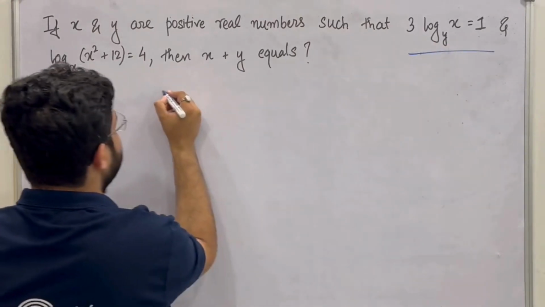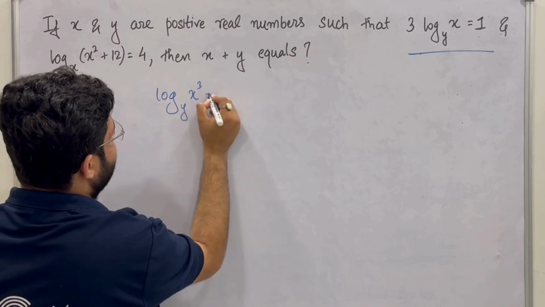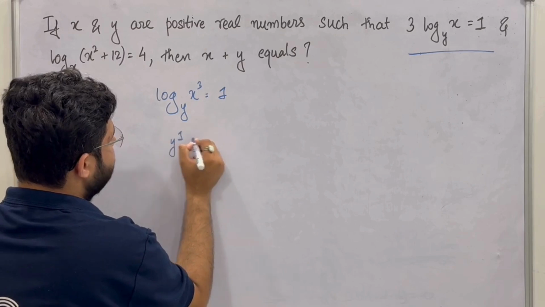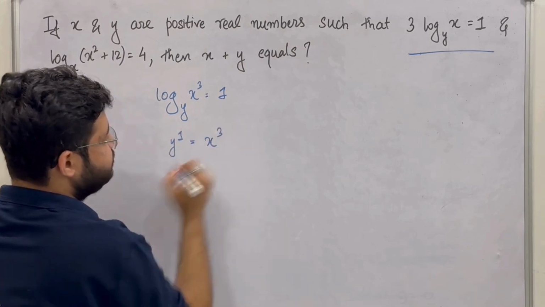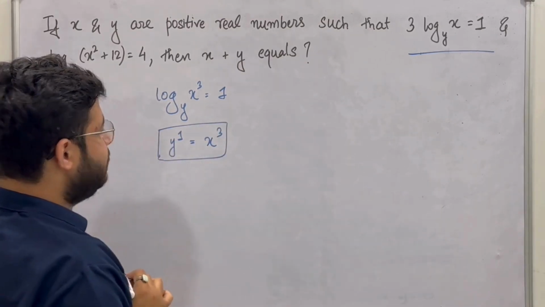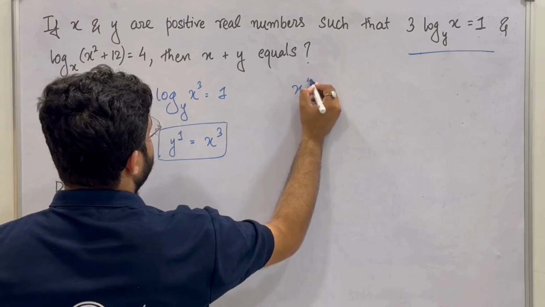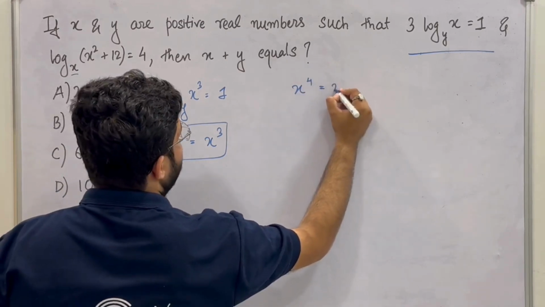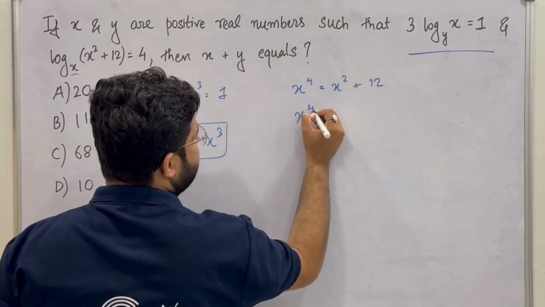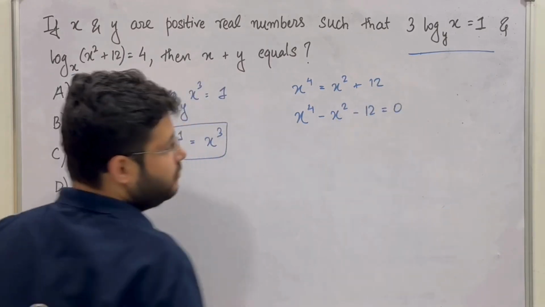From here, what can we say? We can rewrite it as log x power 3 base y is equal to 1, and this simply means that y power 1 is equal to x power 3. So this is the first relationship that we get between our x and y. Similarly, from the second equation we can say that x power 4 is equal to x square plus 12. Now we can rewrite it as x power 4 minus x square minus 12 is equal to 0.